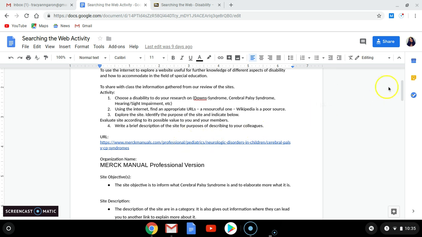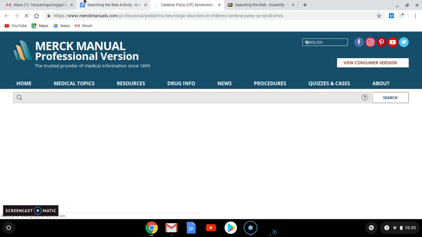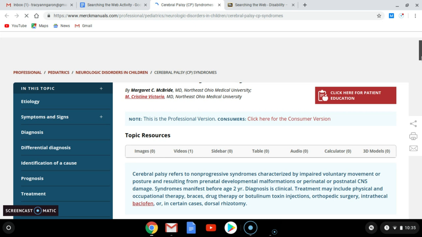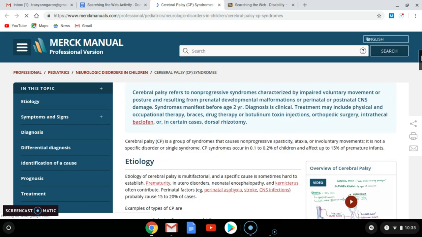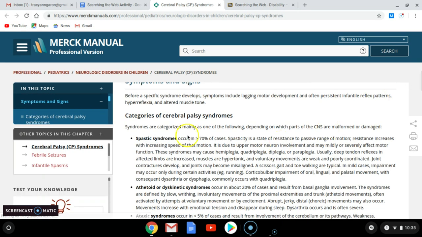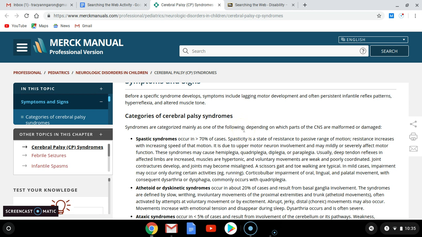Okay, hey guys. So the disability that I decided to research was cerebral palsy syndrome. If you click right over here, it's going to direct you to the site. The site pretty much tells you what it's about, and what the symptoms, the cases, and the categories of cerebral palsy syndrome are.